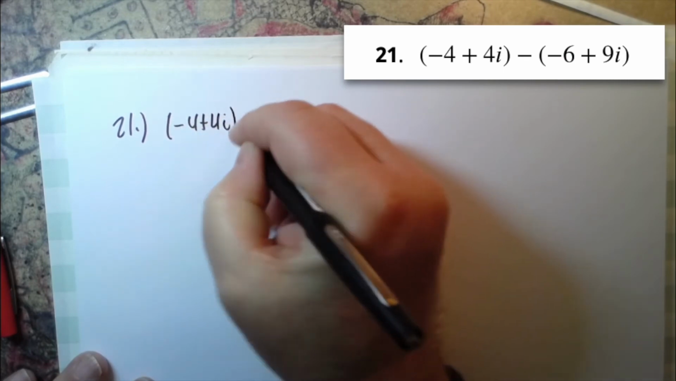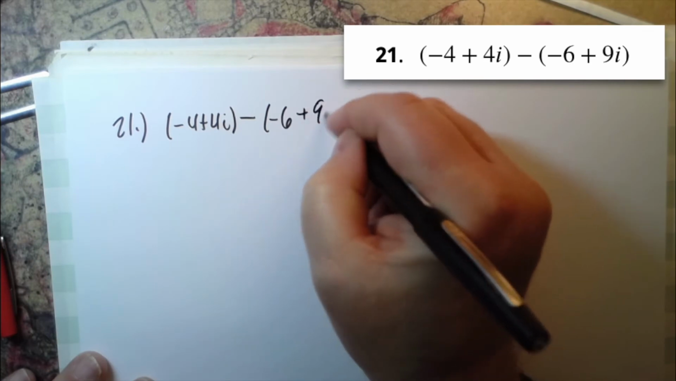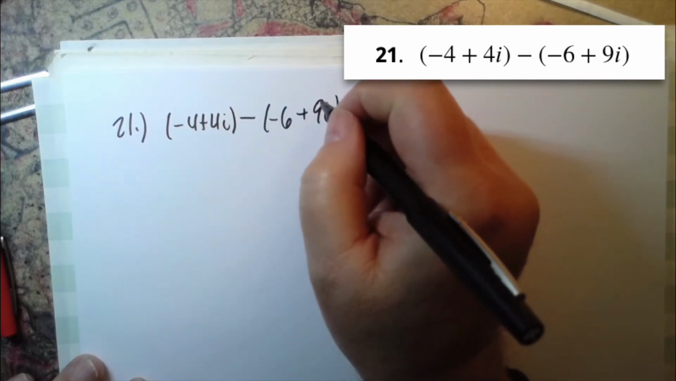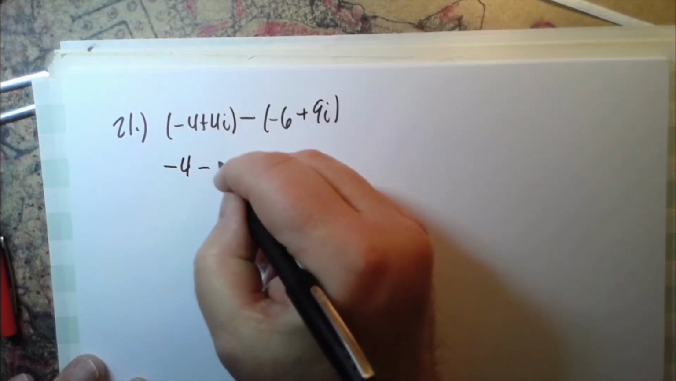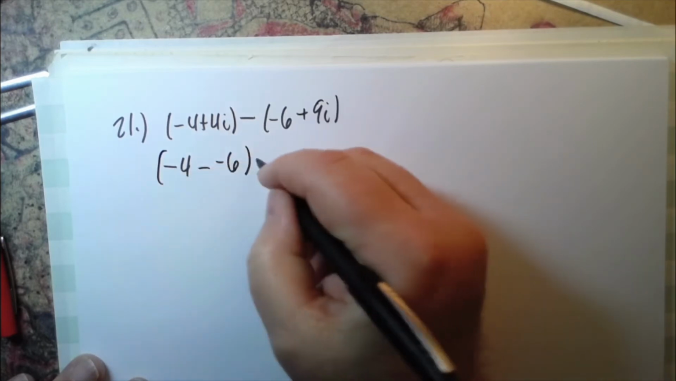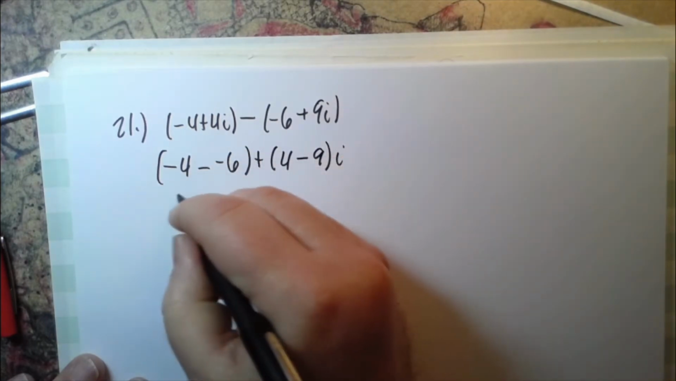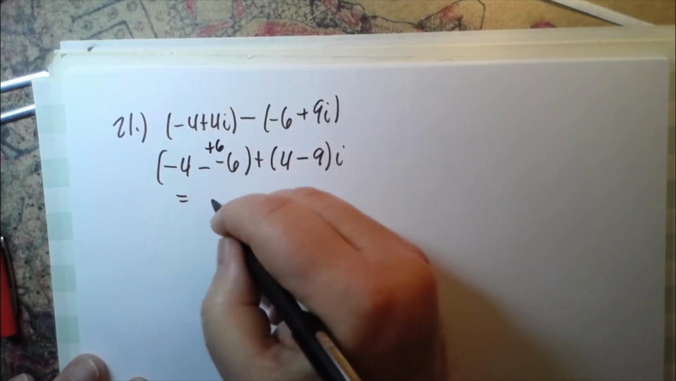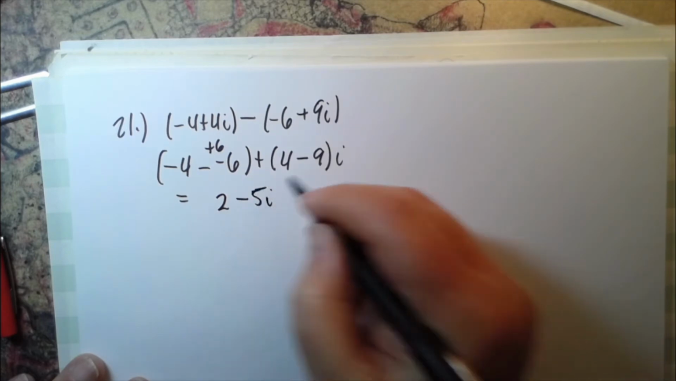Subtraction. Now this time the parentheses is important because you have to distribute through the whole thing. But we can just think of it as 4 minus negative 6 plus 4 minus 9. So this would give you, well, that's plus 6, right? So this is 2, and that's negative 5i.